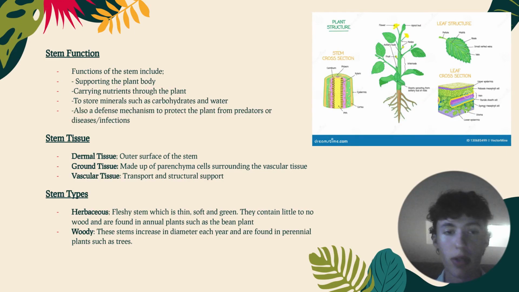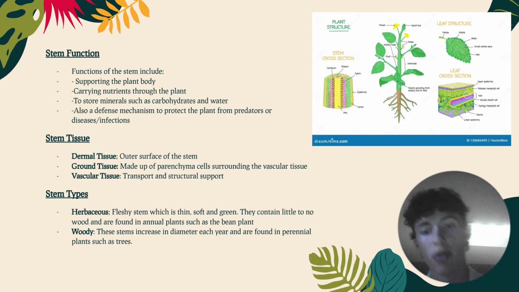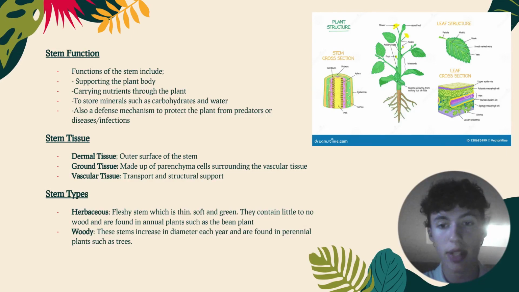So there are three stem tissues: the dermal tissue, which is the outer surface of the stem; the ground tissue, which makes up the parenchyma cells surrounding the vascular tissue; and the vascular tissue, which is used to transport and is the structural support of the stem.